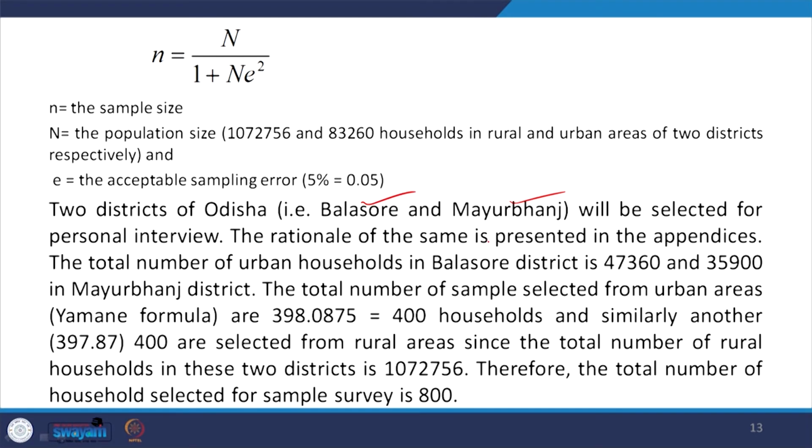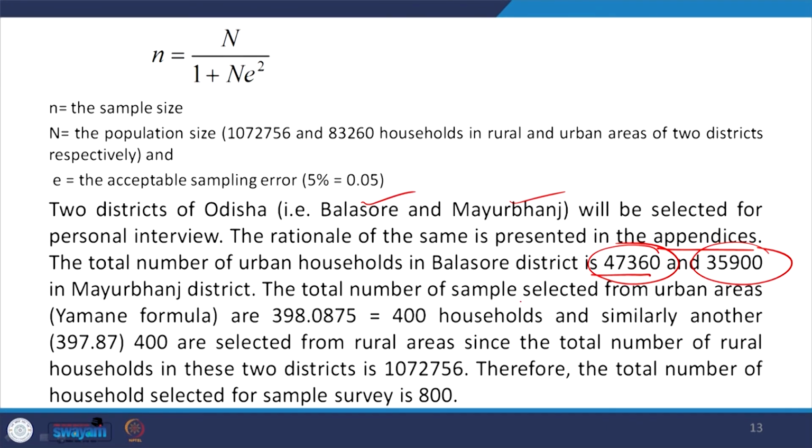We will provide some of that information in our appendix as content for your preparation. At this moment we are not including it. So, the total number of urban households in Balasore district as per the census data, I am not including everything because the number of slides is exceeding, is 47,360, whereas in Mayurbhanj it is 35,900. This information is clearly given so far as population is concerned.